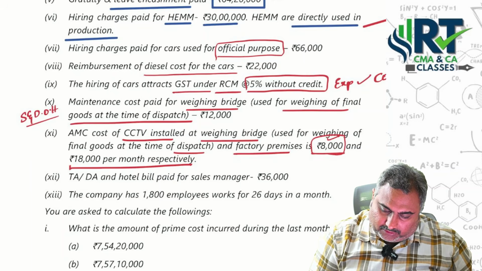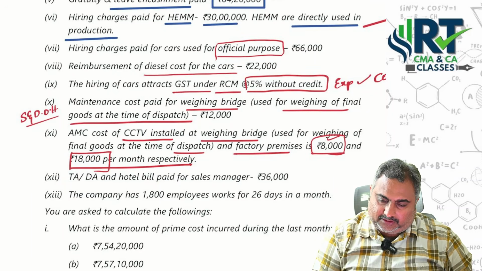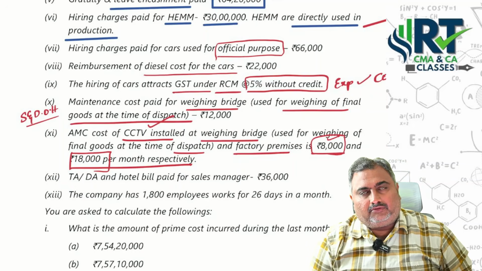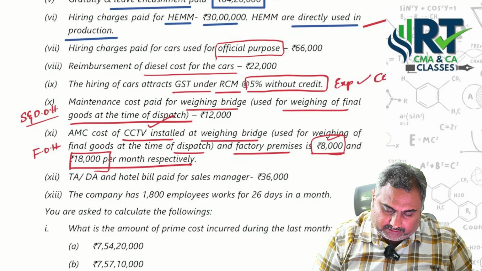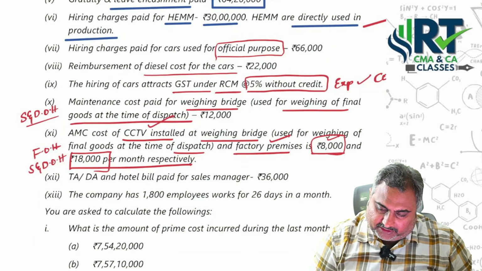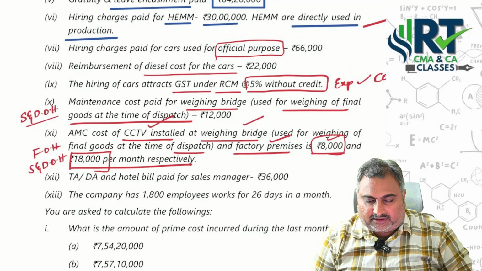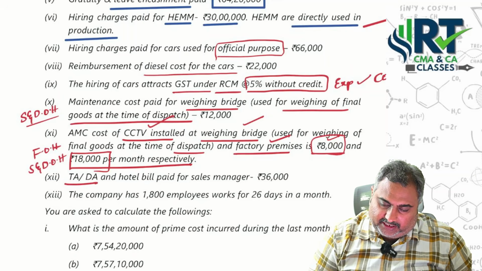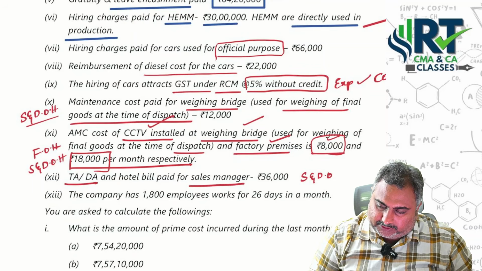And the 18,000 we are incurring is for the amount installed at factory premises point of view, that should be covered under what? Your factory overheads point of view. This part is covered under factory overheads as well as selling and distribution overheads. Sir, which part is covered under which? The 18,000 per month for factory premises is factory overheads, and the AMC cost installed at the weighing bridge used for final goods dispatch, 8,000 rupees, will be covered under selling and distribution overheads. T&DA and hotel bills paid for the sales manager should also be covered under selling and distribution overheads.